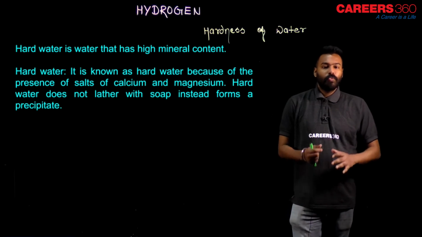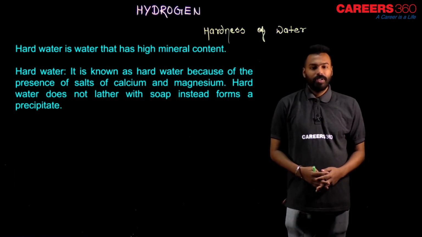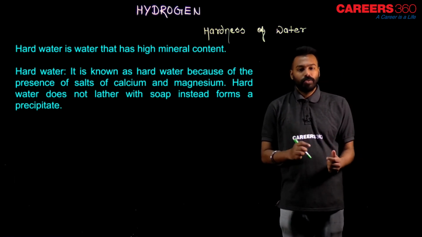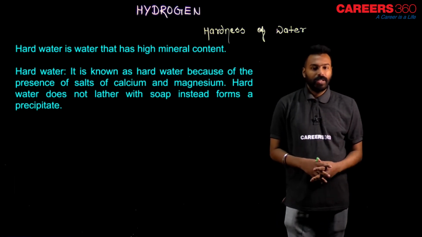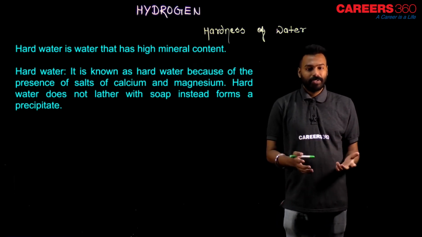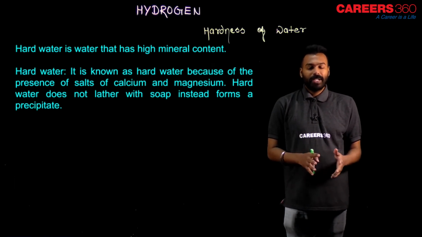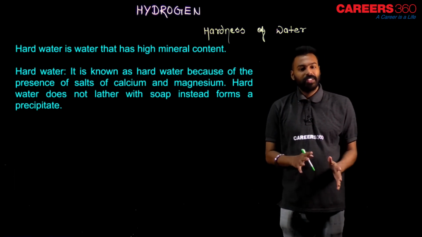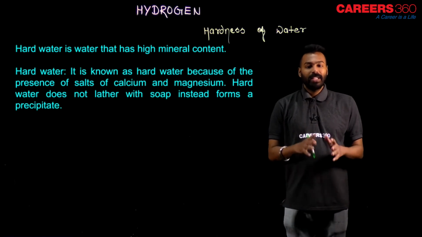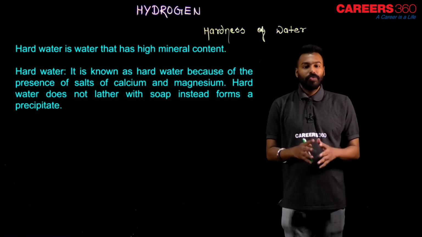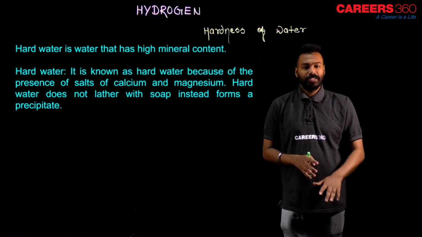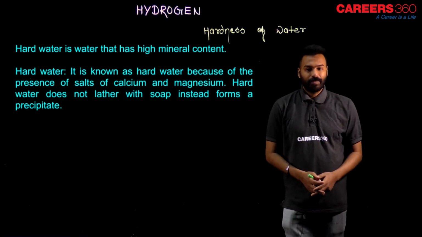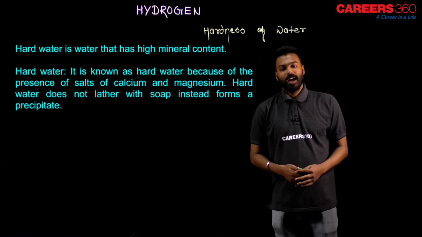What happens when you wash anything with hard water? Suppose you are washing your clothes with normal water, which is coming from your tap. Then what happens? Lather comes. But when you wash anything with hard water, lather will not form; you will get a precipitate, meaning something will form which will settle down, and it will not form lather. Okay, so this is about hard water.